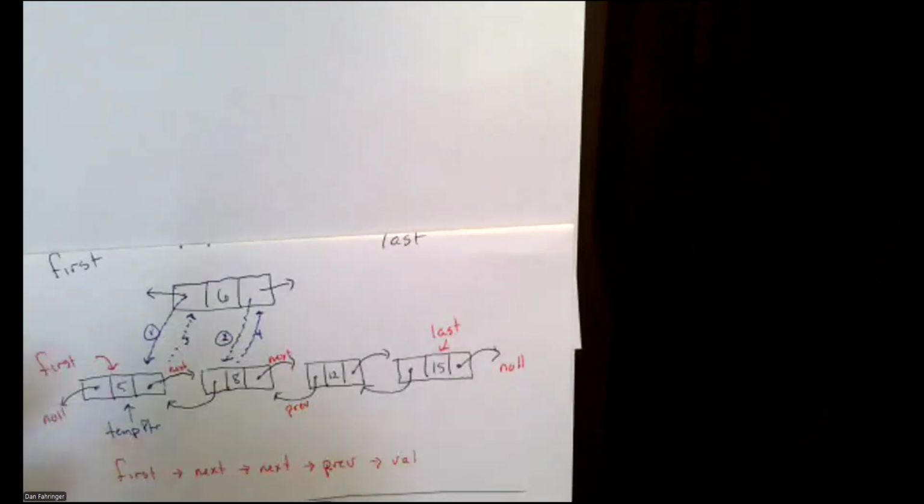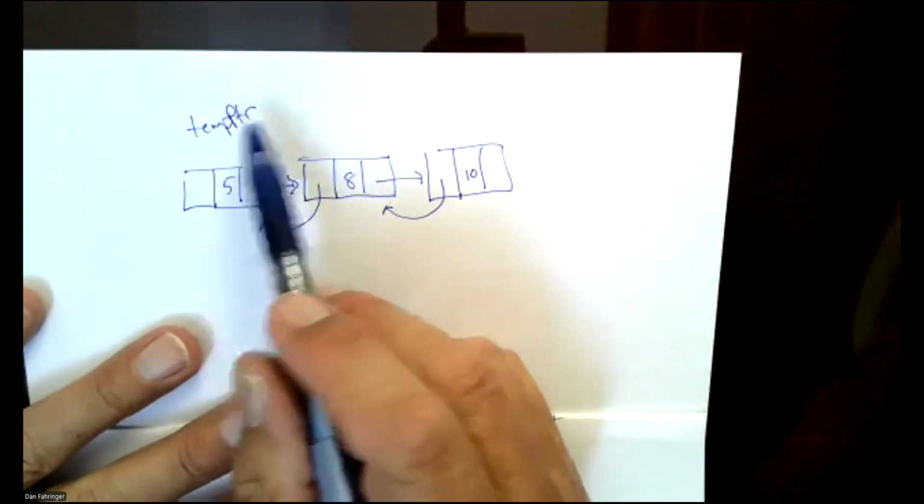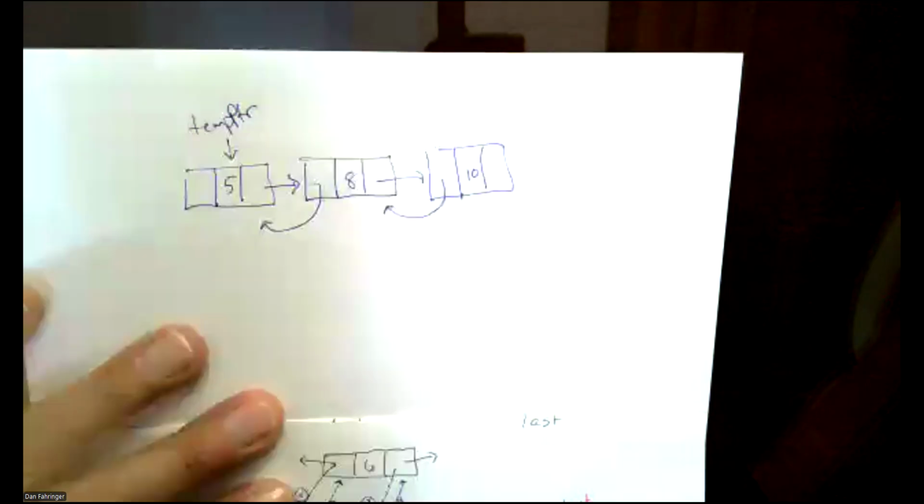What if I wanted to do a quick one here? We're starting to run out of time, which again, I brought that up earlier. 5, 8, 10, and pointer. I want to delete 8. Okay.